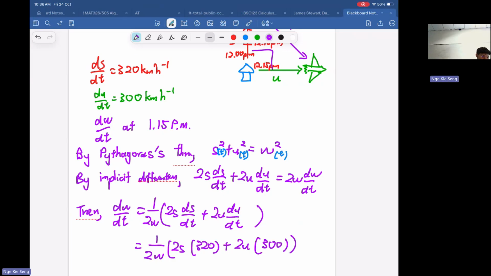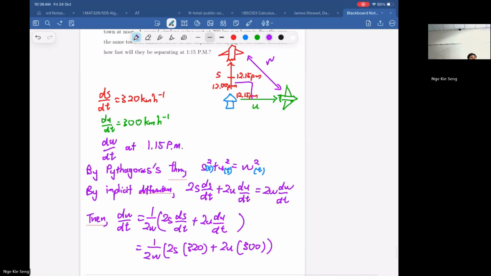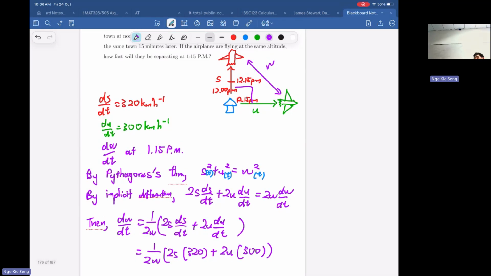But the question asks you about the time at 1:15 p.m. So do you know what happens at 1:15 p.m. to S, U and W? Can you calculate? I gave you the velocity already, and the velocity never changed. There's no acceleration. I gave you the timing. Can you compute the distance they have moved? So what do you think? At 1:15 p.m., what's your S? What's your U? What's your W?